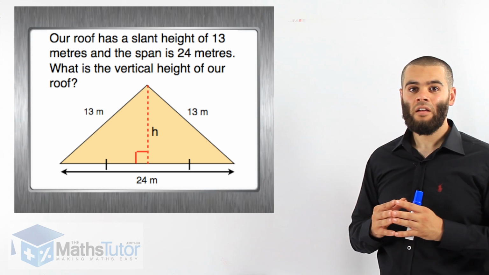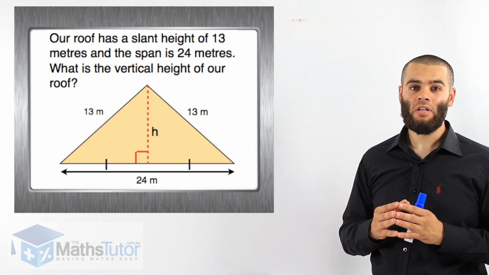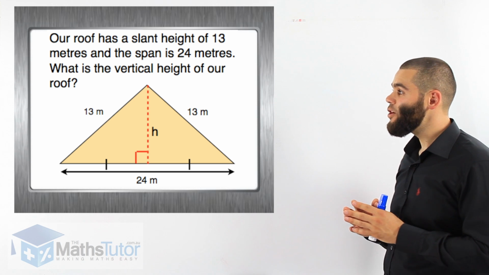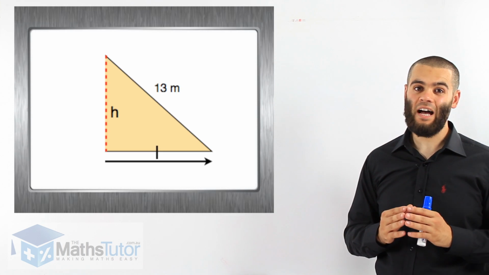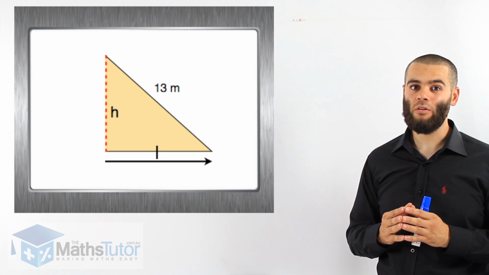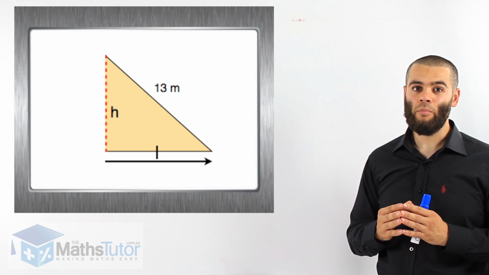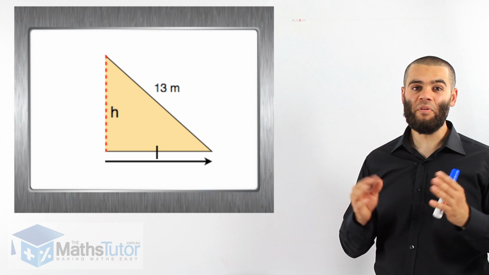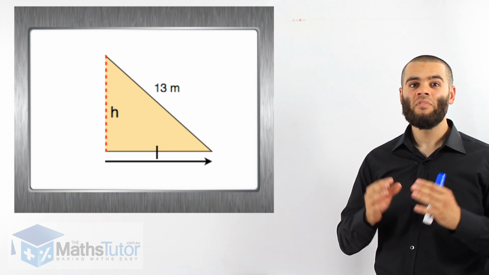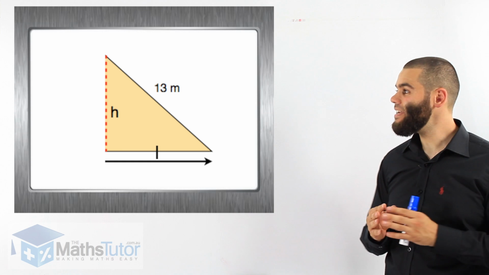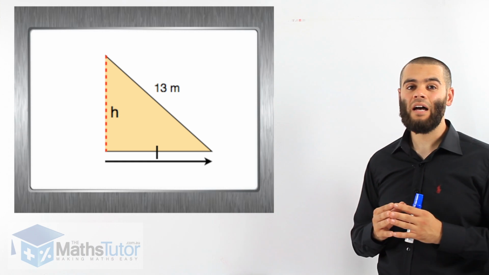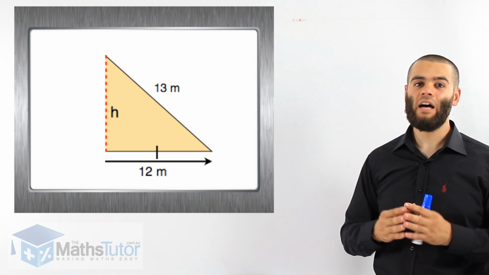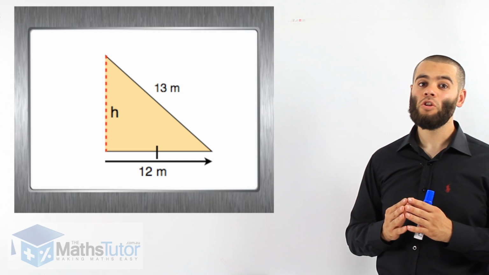What we can tell is that we need Pythagoras' theorem, and Pythagoras' theorem can only be used with right-angled triangles. So here we're going to cut the roof in half. That way we can have a right-angled triangle. H is going to be the missing side that we're looking for, and 13 is our slant height, which is opposite the right angle, so it is our hypotenuse. And then the span is going to be cut in half because we cut the triangle in half. The span is normally 24. Divide it by 2, it's going to be 12.